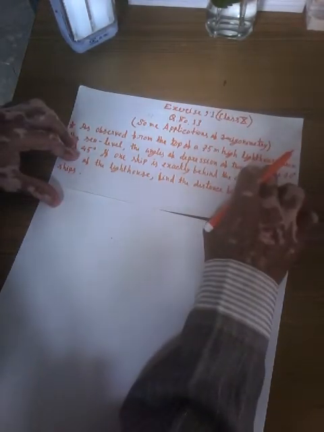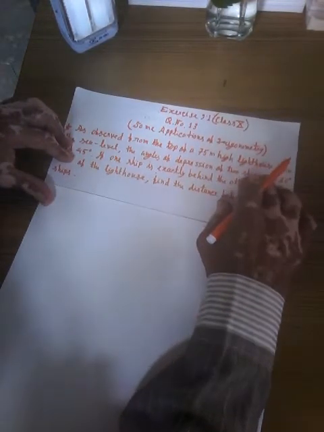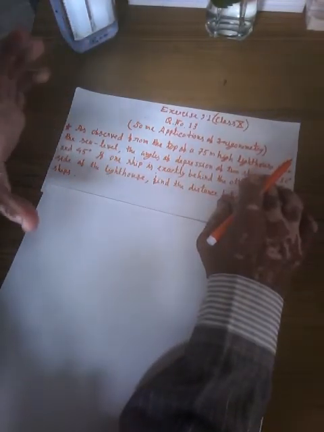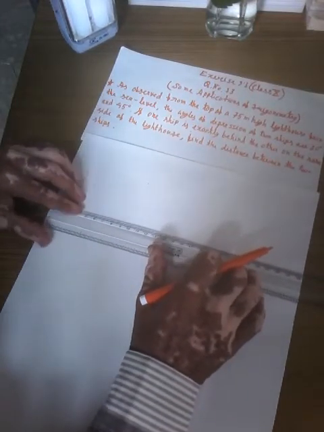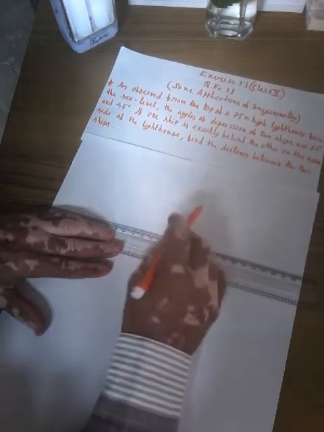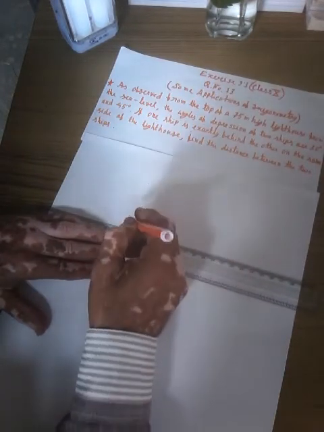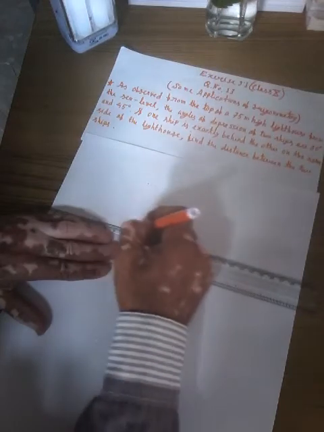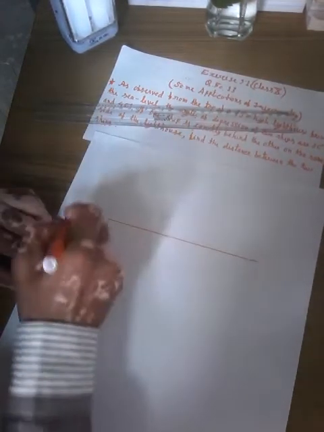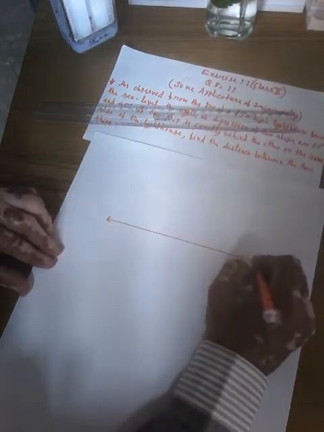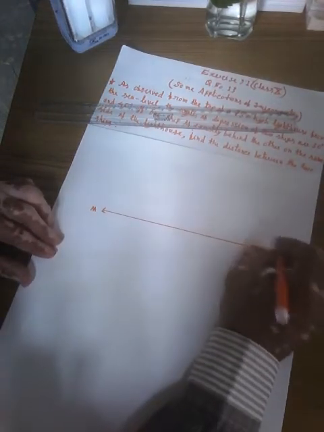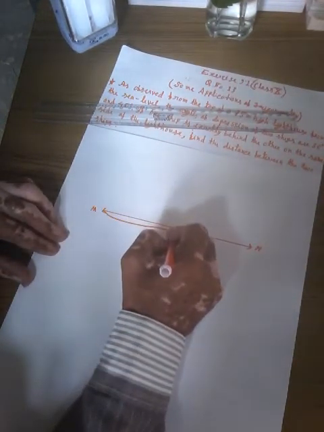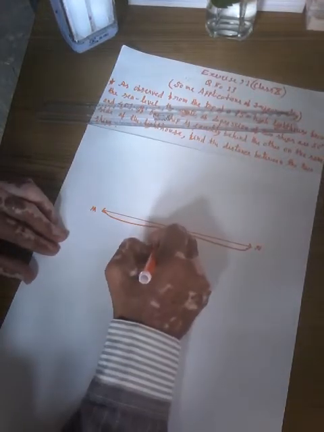A lighthouse is nothing but a building with light which warns the ships and aircrafts. Now to do this type of sum, always go for the diagram first to be very clear. Now let us draw the sea level. This is the sea level. Name it as MN.